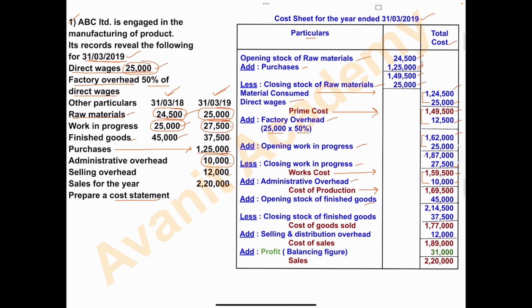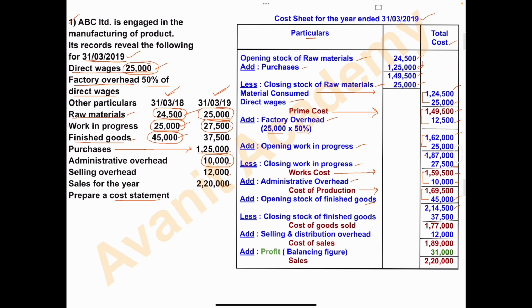See in the problem, finished goods, that is the stock of finished goods. Opening stock of finished goods amount is 45,000. This 45,000 we have to add. Write in the solution, total cost column, add opening stock of finished goods 45,000. Add these two amounts, 1,69,500 plus 45,000, and the total is 2,14,500.